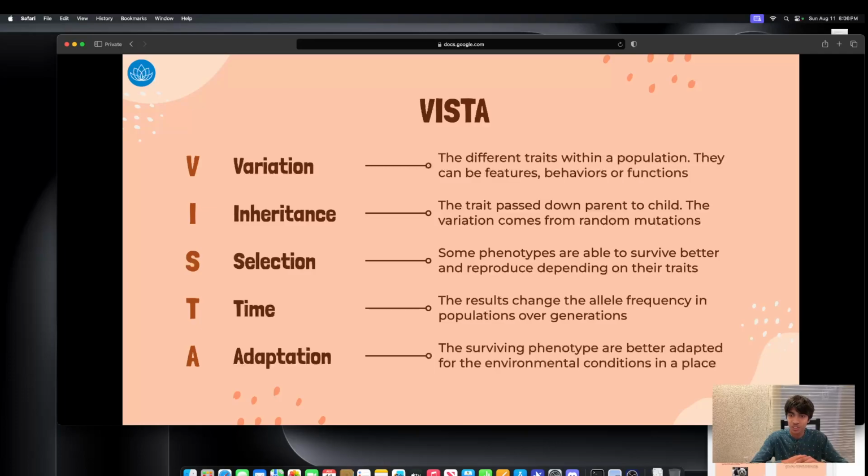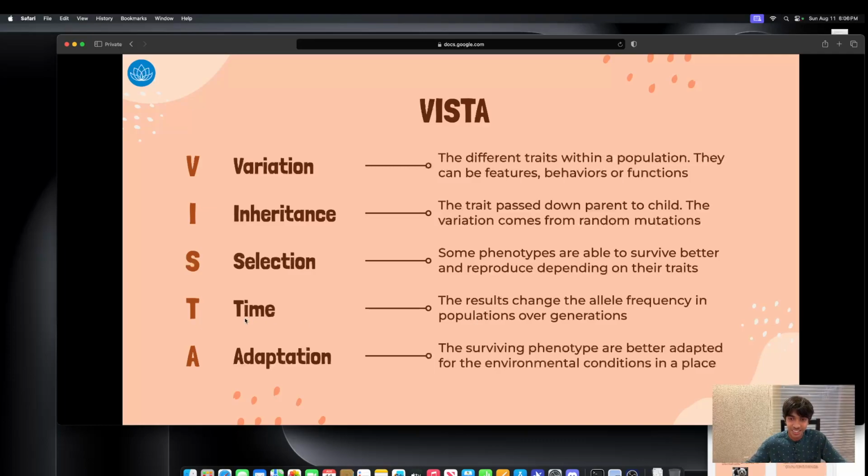Selection is when some phenotypes are able to survive better and reproduce depending on their traits, especially their outward traits, right? Because remember, there was natural selection. Like if there's a beige deer near a hay savanna versus a black deer in the middle of a bright green forest, the tiger will always go for the deer that stands out, because the tiger doesn't want to put any effort into finding the deer that is hiding camouflaged within the savanna. So the tiger is really lazy.